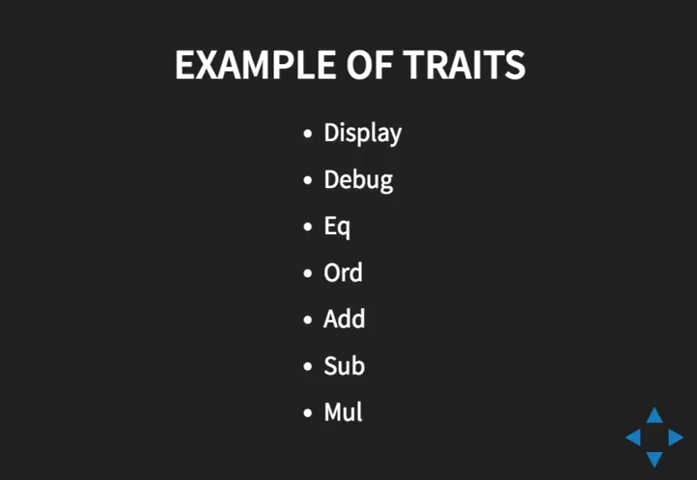Here's a bunch of examples of traits from the standard library. The Display trait is used to get a string representation of the value that will be shown to the user. And the Debug trait gives you a string representation, but like pretty printing, so for debugging purposes. There are also the Eq and Ord traits that are used for accessing the comparison operators. And the Add, Sub, and Mul traits are used for the corresponding operators.